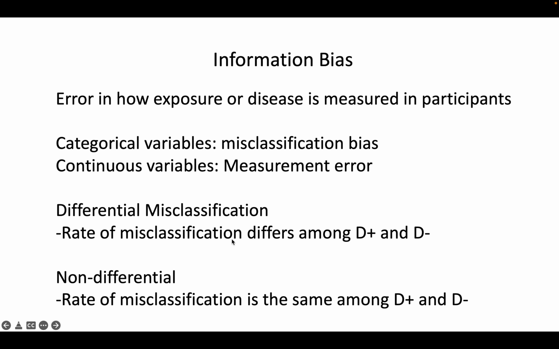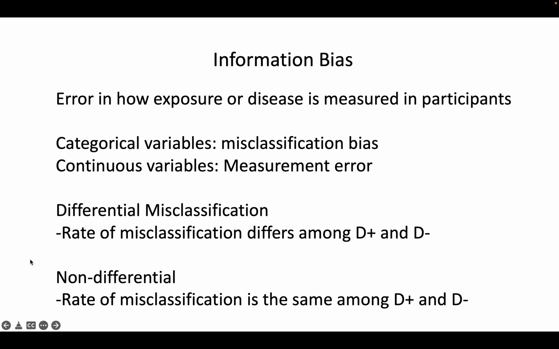Non-differential is a little closer to random, in the sense that it's happening to an equal extent in the disease positive and disease negative group. But basically, yeah, this is still information bias because someone's disease status is being misclassified, but at least it's not happening more in one group than another, where the effect that this is going to have on the measure of effect is difficult to predict, while the effect this is going to have is basically going to dilute the effect.